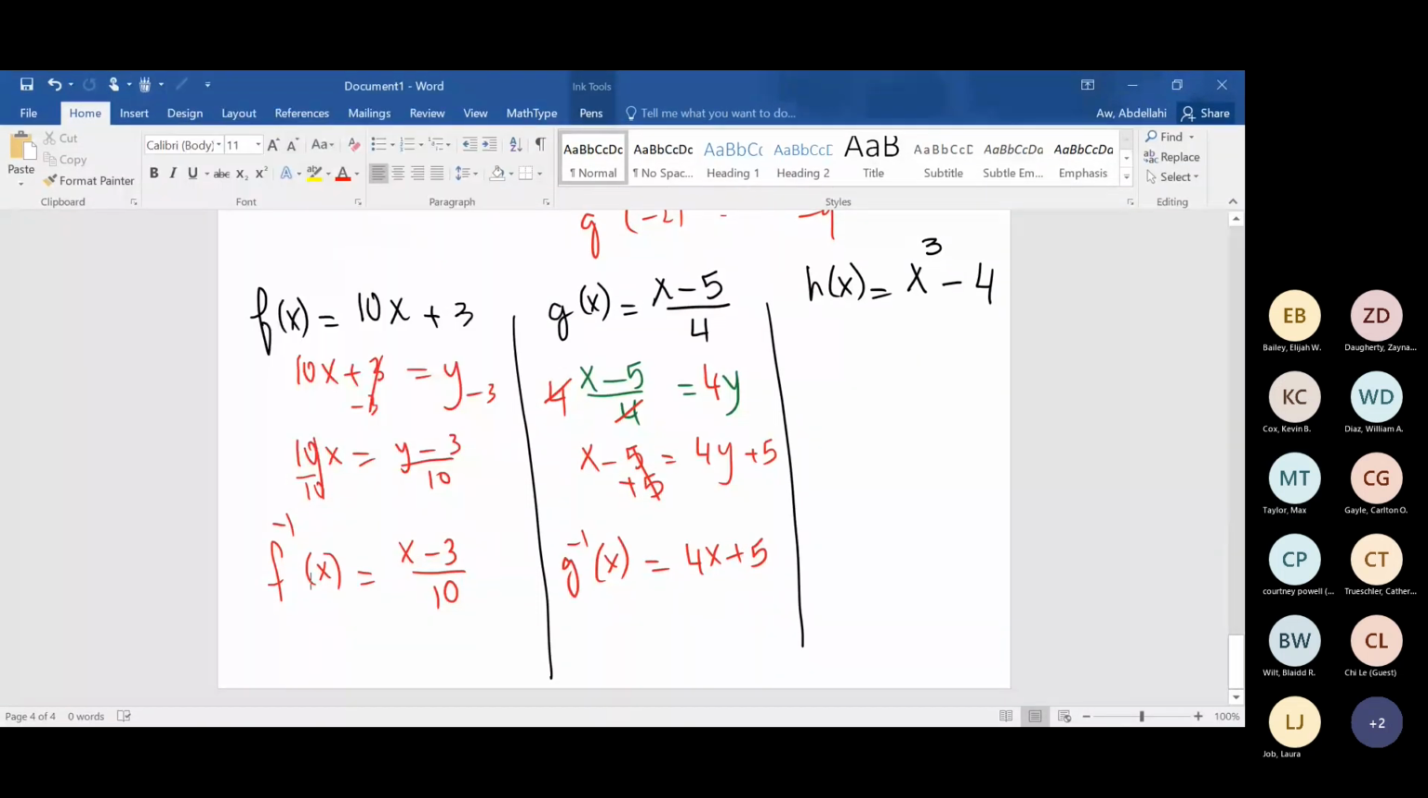The last one. Somebody else. If I don't hear a volunteer, does it mean this one is too much for everybody? Yeah, go ahead. And then you add 4, right? You get x cubed is y plus 4. What do you do next?